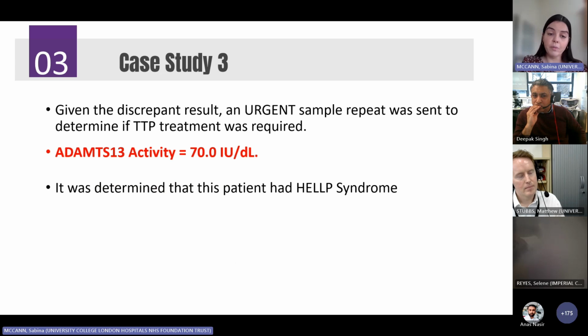So given the discrepant result, obviously an urgent sample was then referred back to UCLH for FRET methodology. And this gave an ADAMTS13 activity result of 70 international units per deciliter, therefore excluding TTP.